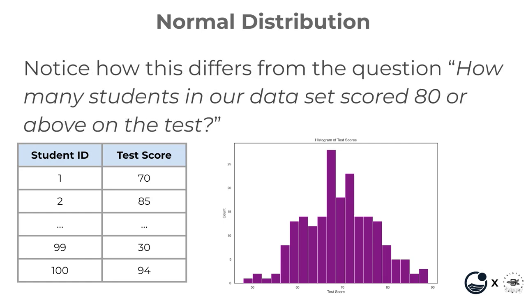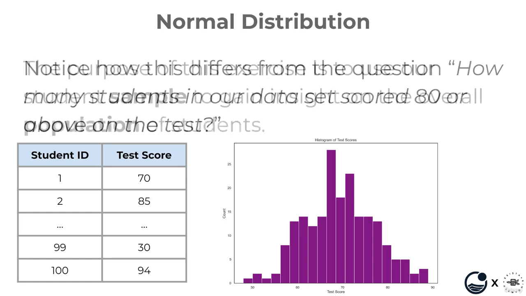So again, you should notice how this differs from the question, how many students in our particular dataset scored 80 or above on the test? That's not what I'm actually asking here. I'm thinking in terms of how do I use this sample dataset to answer questions about the larger population. And when you read studies in journals or headlines in newspapers, they're not answering this question of how many students from this particular dataset. Instead, they're using things like normal distributions and z-scores to try to figure out probabilistic findings reflective of the larger population.